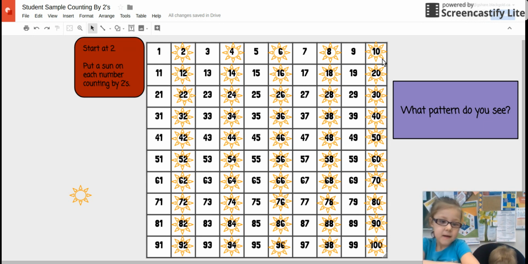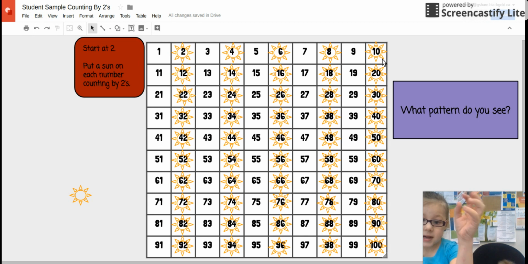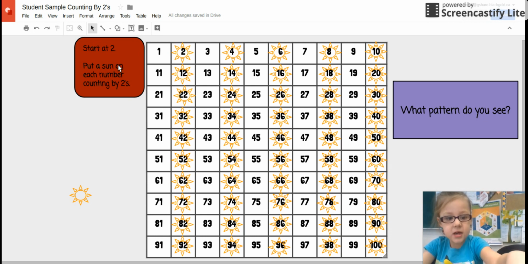There's a pattern. If you start from 2 and go 2, 4, 6, 8, 10. You don't put suns on this row, like on the rows in between? Is that what you mean? Yeah, but you put suns on the end. Okay, so no suns on this row, but suns on this row. Is that what you're saying? Yeah.